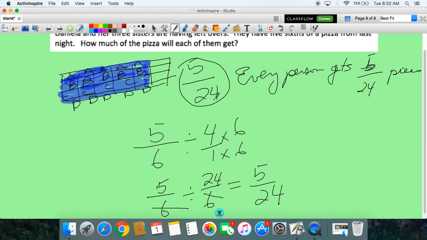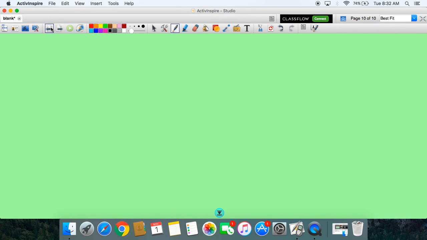Okay, so now you can really tell how you got to 5 over 24. So every person gets 5 out of 24. Remember, you have to count all the pieces, even the empty ones. Okay, and I think that is that.